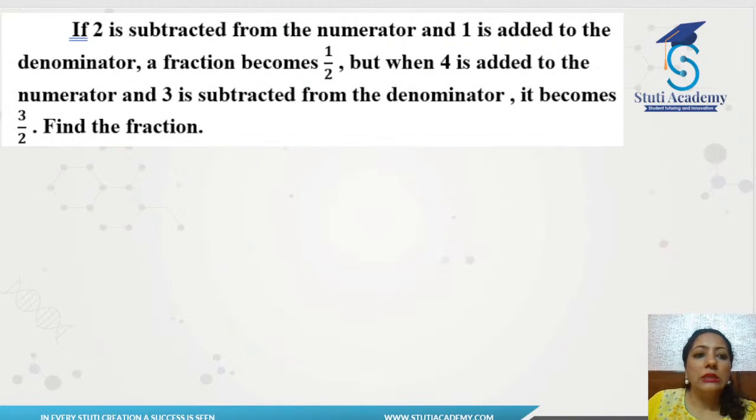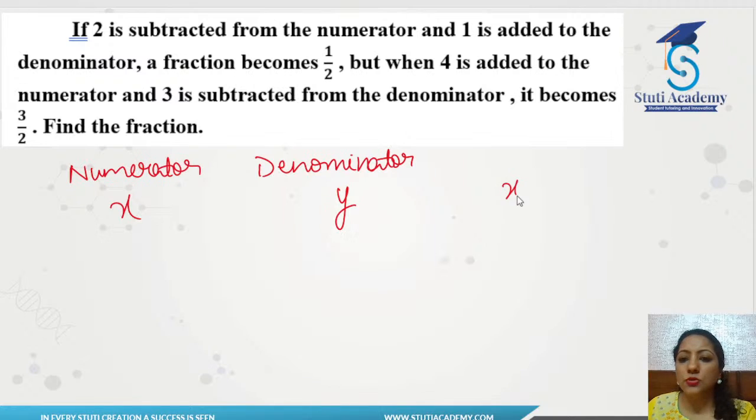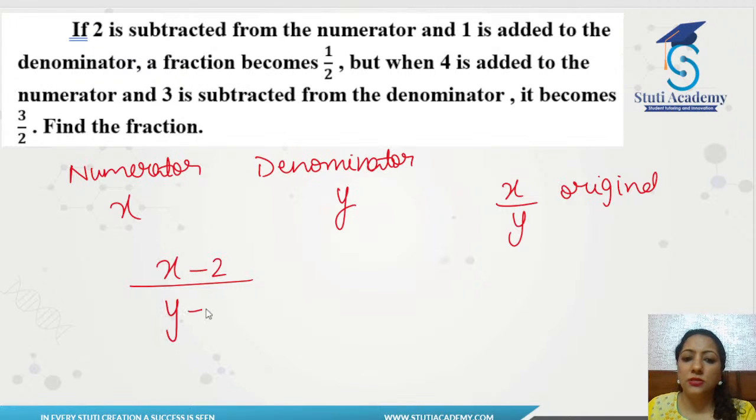Now, let us discuss one more question. This is based on fractions. We have a fraction where obviously we have a numerator and a denominator. So the numerator we are going to take as x, denominator y. So the original fraction would be x upon y. This is the original fraction. Now, if 2 is subtracted from the numerator and 1 is added to the denominator, the fraction becomes 1 by 2.